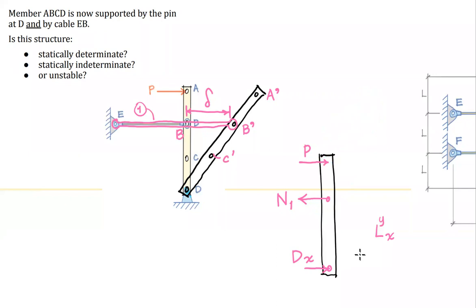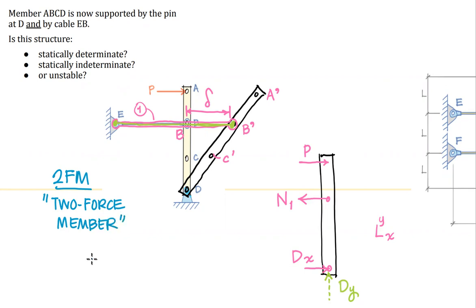directions of reactions. Now, I know that some of you are looking at this and thinking, well, it's a pin connection down below. How do you know that you don't have a D sub Y here? The answer to that lies in the definition of a two-force member. So cable number one is a two-force member, often abbreviated 2FM. It's kind of silly. Two-force member. Essentially, that refers to any member that is subjected only to internal tension, like our cable, or internal compression, which is not shown in this problem.